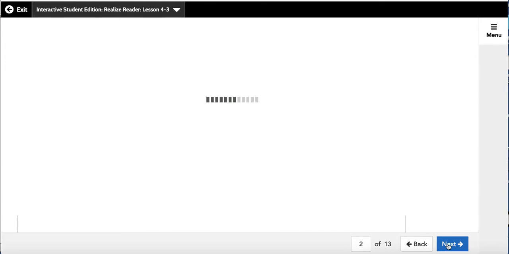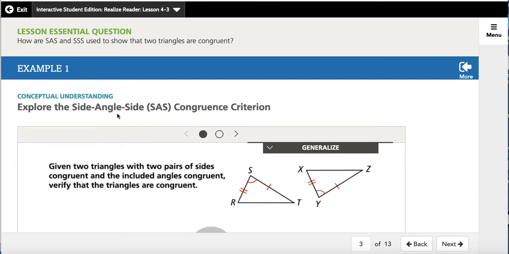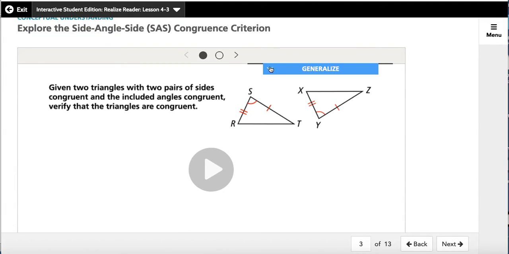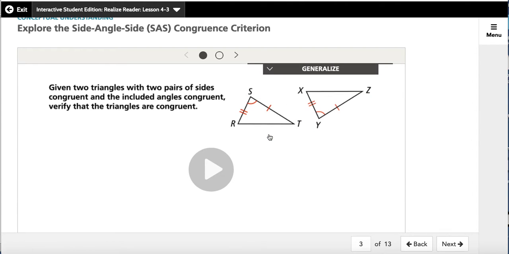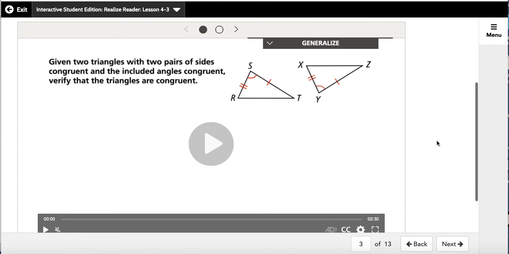Moving on to the example. Explore the SAS, side-angle-side, congruence criterion. Generalize. Consider the relationship between the corresponding parts of any pair of congruent triangles. How do the corresponding sides and angles compare? That probably could be saved for a little bit later. First, let's watch this video, 2.5 minutes.